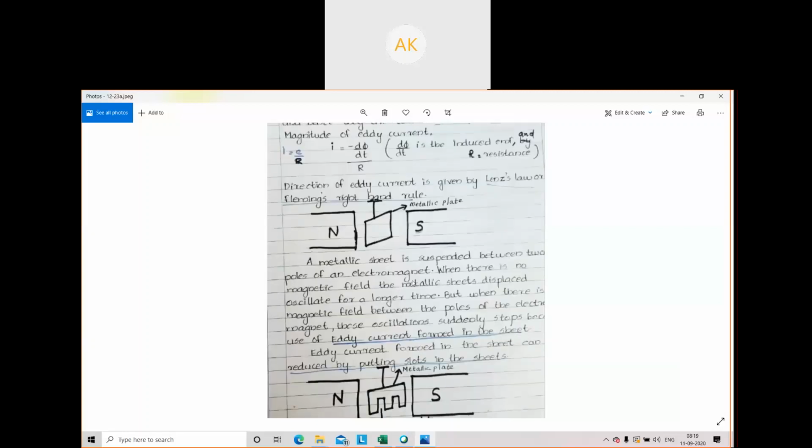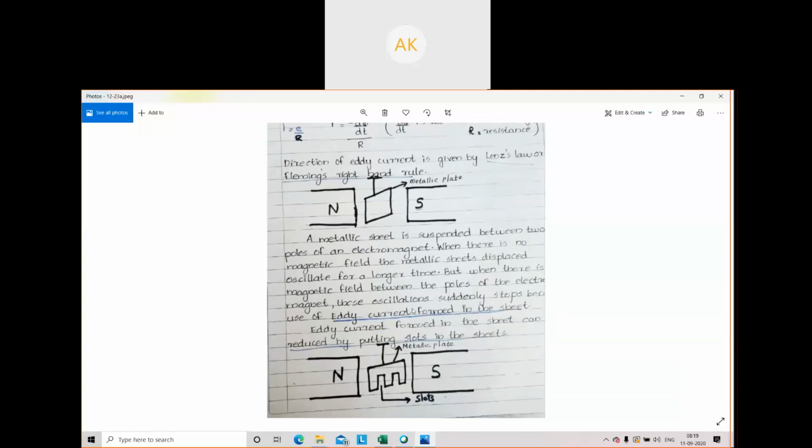There are so many desirable effects of eddy current, and we can apply them for different applications. But undesirable effects are also there. That means current is wasted in the form of heat energy and so on. So we can study how to reduce this eddy current, because there are undesirable effects. In some cases we have to reduce eddy current formation in a metallic plate.